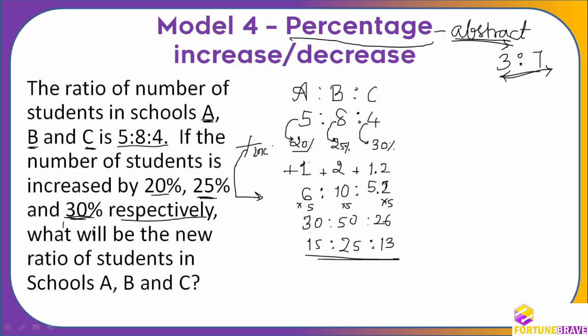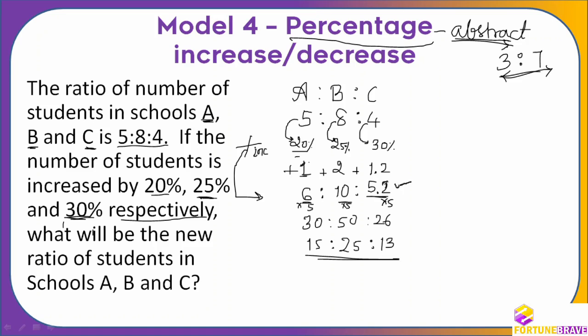So what I did, I first found out how much is 20% of 5 and 25% of 8 and 30% of 4. Then I added those numbers to the ratio. So we got 6 is to 10 is to 5.2.